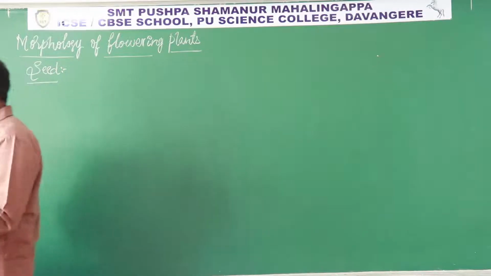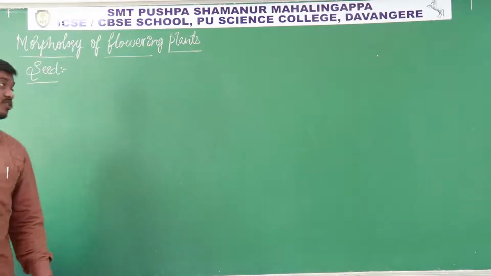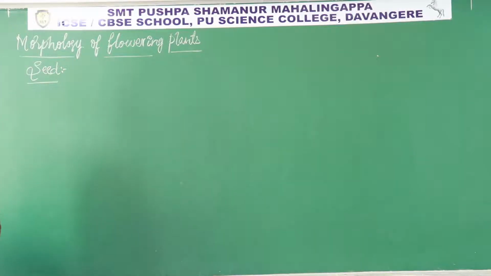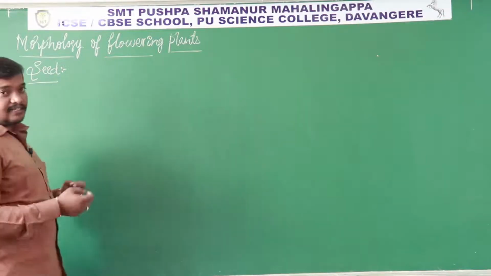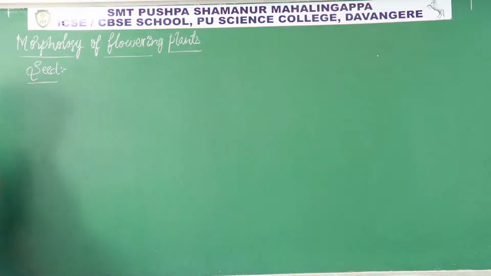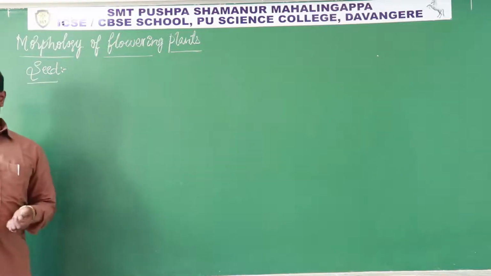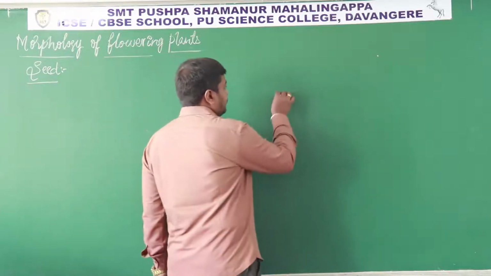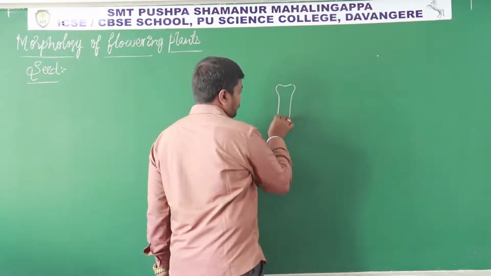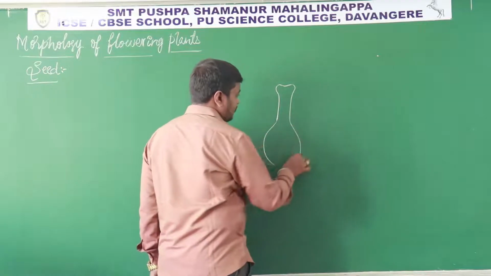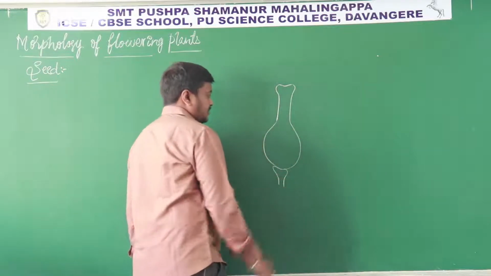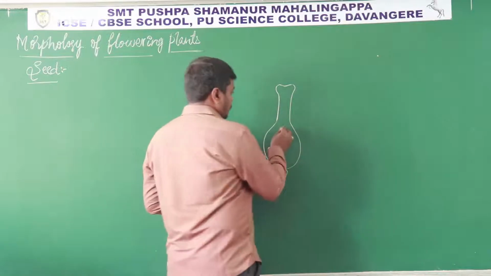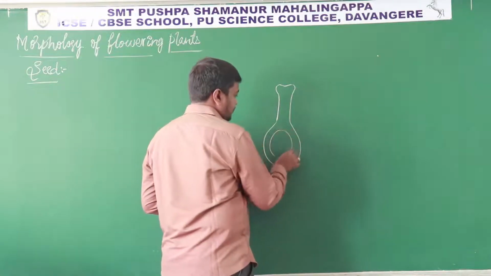So let us discuss one more topic under the chapter morphology of flowering plants, which is seed. In the previous class itself we discussed a little bit regarding the seed, because the seed is developed after fertilization. So suppose this is the ovary, style and stigma. Here is the thalamus, and inside, the ovule is present.